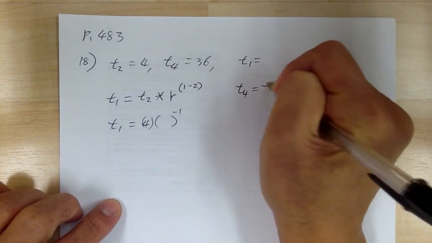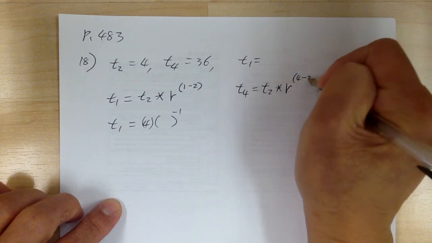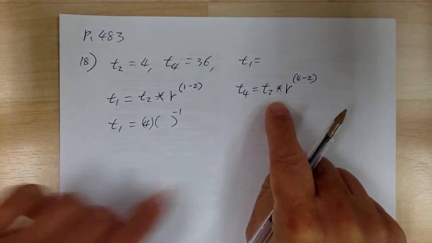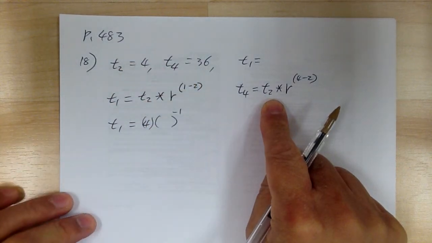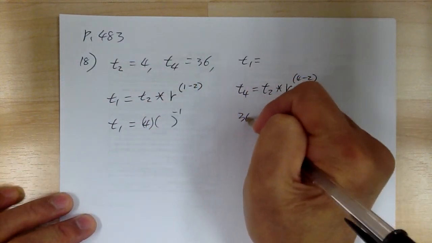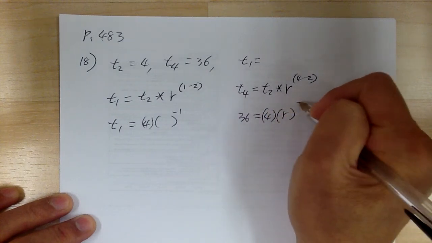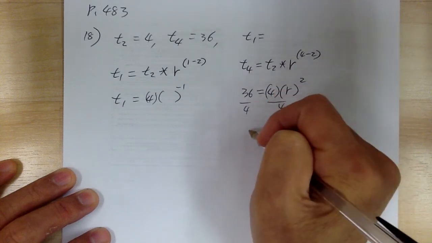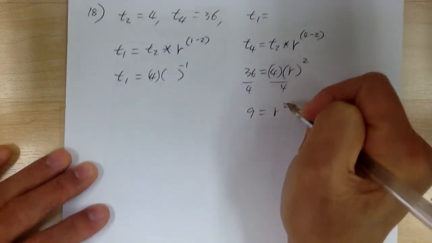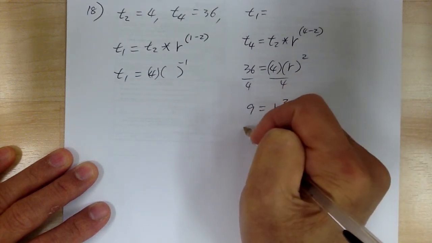So I'm going to use T4 equals T2 times R to the 4 minus 2. The reason I use T4 and T2 is because those are given, right? So 36 equals 4 times R squared. Divide by 4, divide by 4. So 9 is equal to R squared. So R is equal to plus or minus 3.